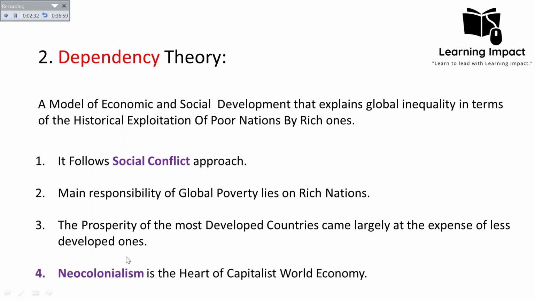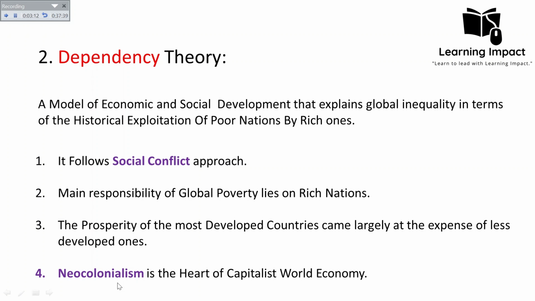What the dependency theory gave more importance to is neo-colonialism, which they believe is the heart of the capitalist world economy. What is colonialism? Colonialism has been defined as a process by which one nation takes over another nation, usually for the purpose of exploiting its labor and natural resources. This is what colonialization means. Neo-colonialism means that the colonization process has been modified. The economic and political dominance of the least industrialized nations by the most industrialized nations is termed neo-colonialism.